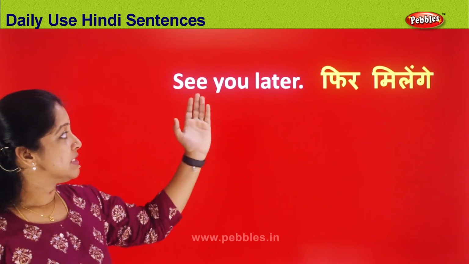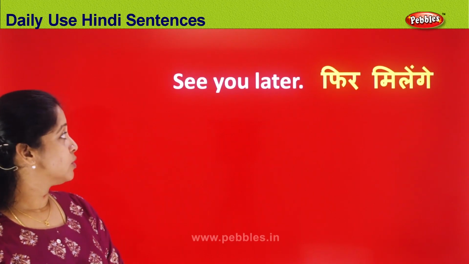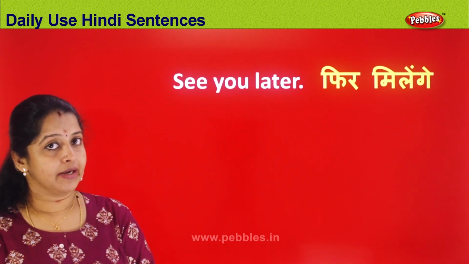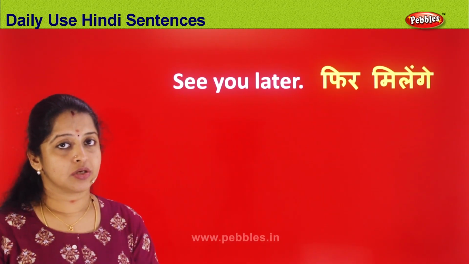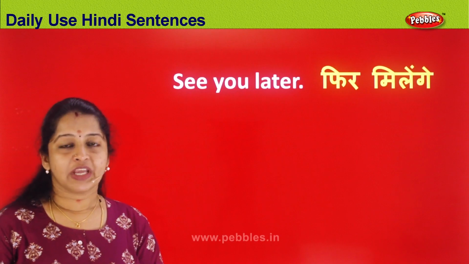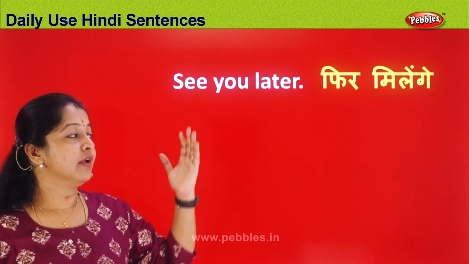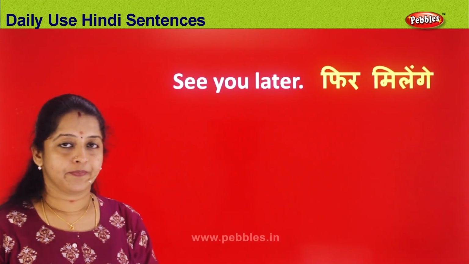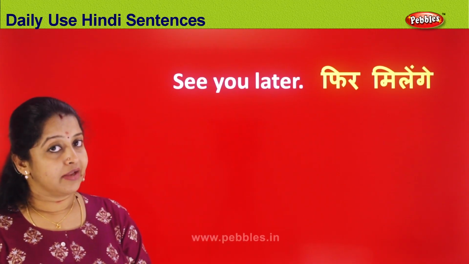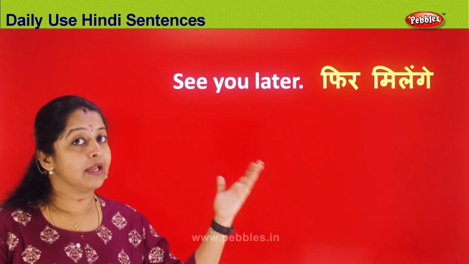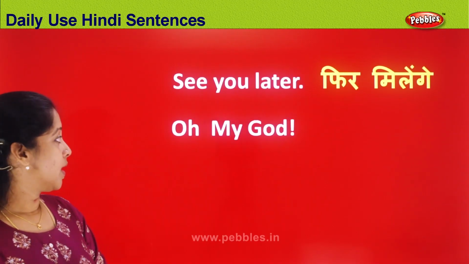Alright. So, see you later can be said as fir milenge. Now, if I have to say see you later friend, I will say this as fir milenge dost. Dost means friend. If I have to say see you later Disha, I will be saying fir milenge Disha. If I have to say see you later dad, I will be saying as fir milenge Pitaji. Alright, let's see the next one.